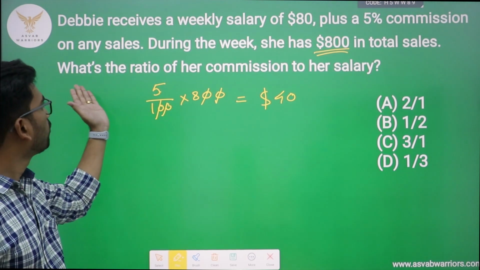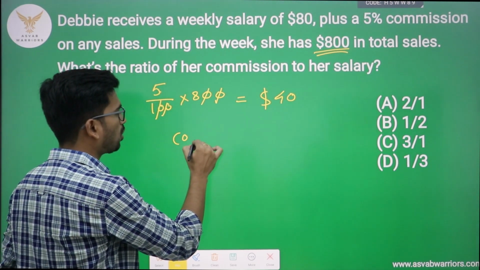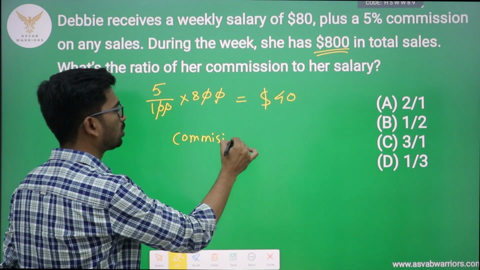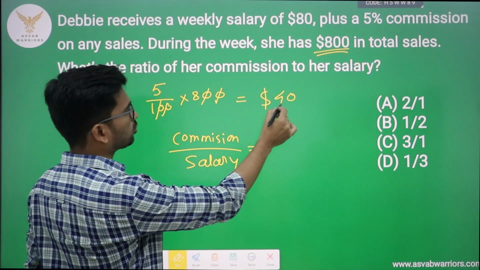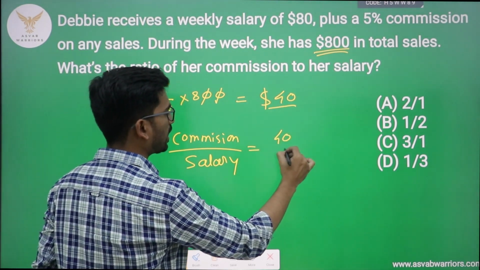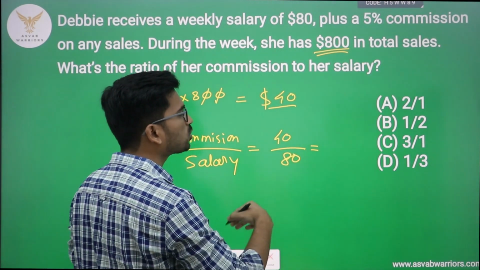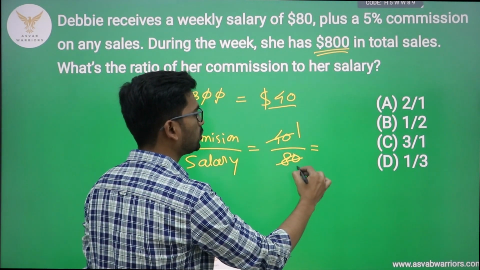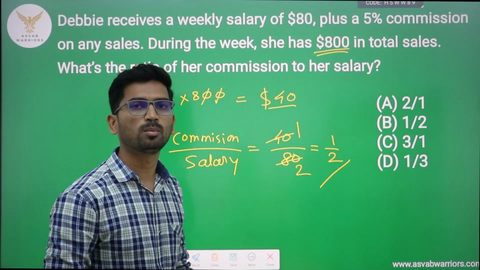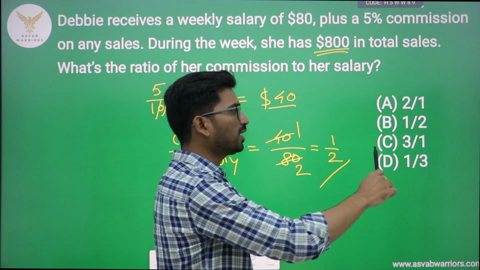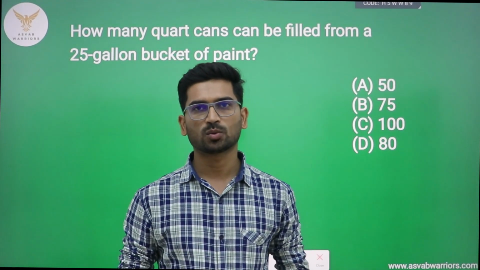What do we need to find out? We need to find out what's the ratio of her commission to her salary. So her commission is $40 and her weekly salary is $80. When we reduce this fraction, we will get 1 by 2. 40 ones are 40, 40 2s are 80. So 1 by 2 will be our answer. So option D will be correct. Let's move on to our next question.